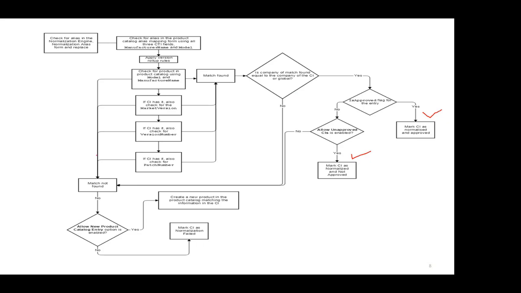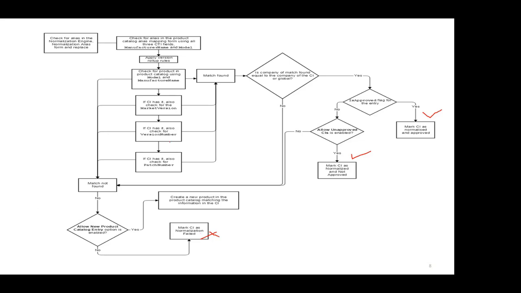If it is not checked, then all these flows come to here, which is no match. Then there was another option on our job. If no match is found, it checks whether the allow new product catalog option is checked on the job. If it is checked, then it goes and creates the product with the matching information. But we should be cautious about using this. We don't want to create junk in our product catalog. So this should only be used when you fully trust the data source provider, for example ADDM, where we know that ADDM might provide all the categorization correctly. So we can set this allow new product catalog option for that particular dataset. Even if this option is not selected, at the end this CI is marked as not normalized, or normalization failed.